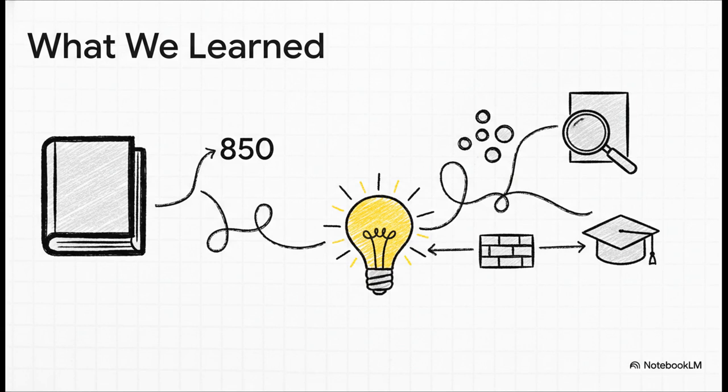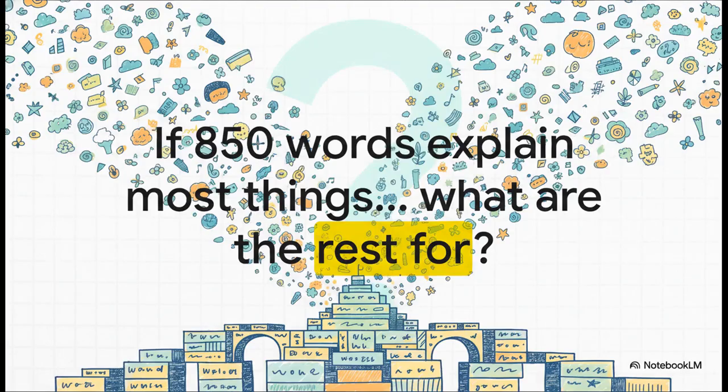I mean, think about it. We started with a single dictionary page. And just by pulling on that one tiny thread, we unraveled this whole system designed to make communication more accessible. And we discovered that the simplest words are often the most important ones, for both basic understanding and for really advanced thought. So I'll leave you with this final thought to chew on. If a foundation of just 850 words is powerful enough to express pretty much any idea, what does that tell us about the purpose and the beauty of the hundreds of thousands of other words in the English language?